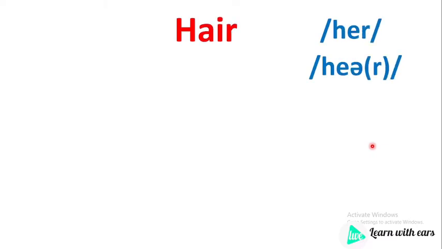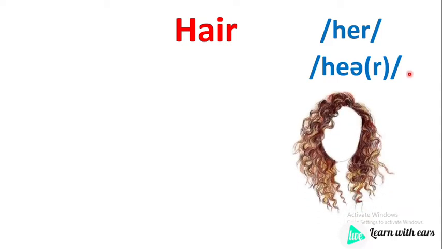Now the next word is hair. Hair. We can also pronounce it without the R. Hair, hair. Okay? So here we have an example. Look at her long hair. Her, her, hair. Look at her long hair.